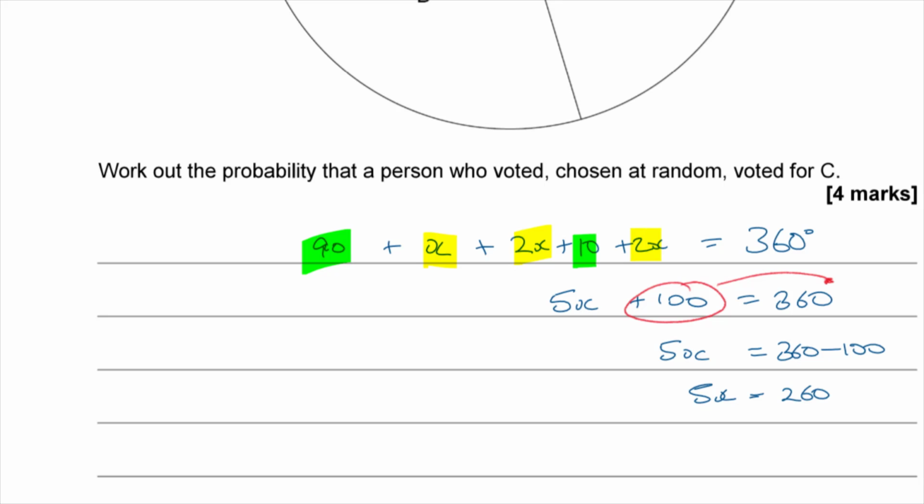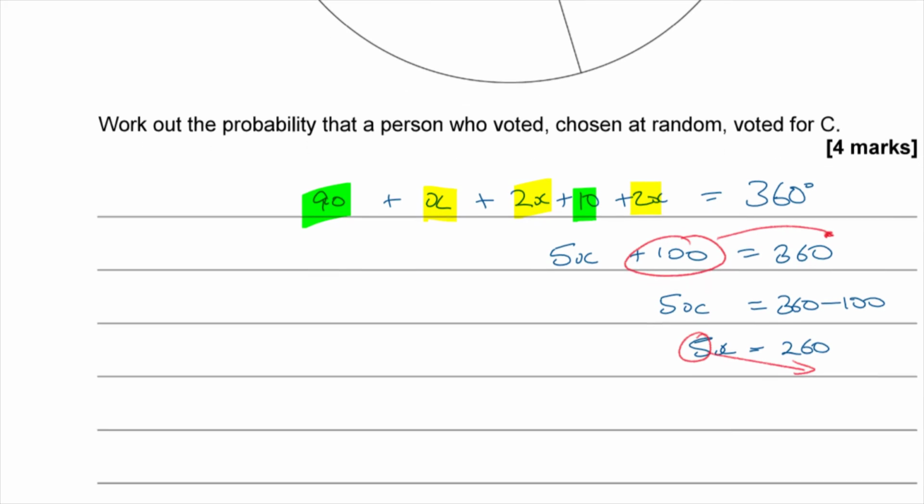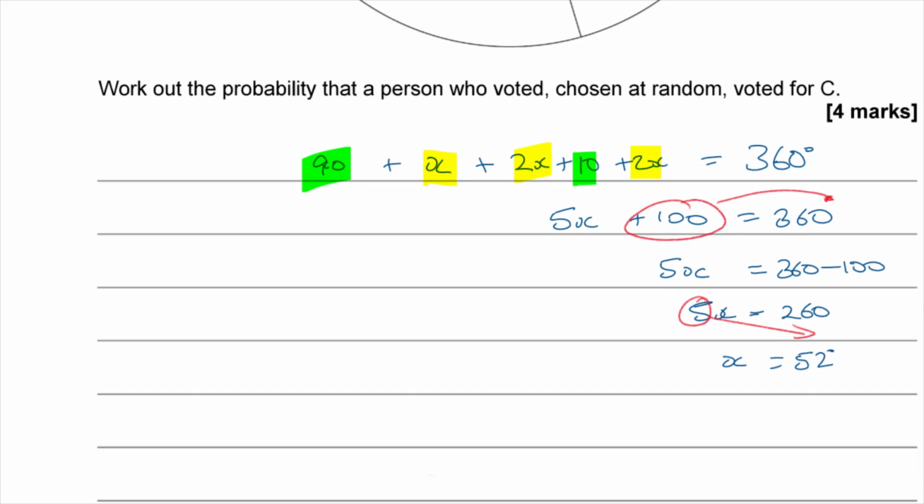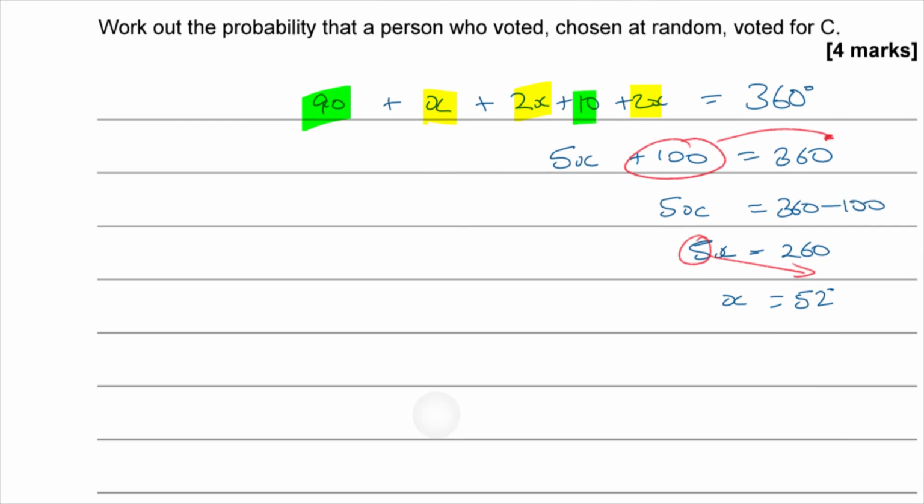And then finally I can divide by that 5. So x equals 260 divided by 5, which is, well, dividing by 5 is like dividing by 10 and doubling. So 260 divided by 10 is 26, times 2 is 52. So x is 52 degrees. Okay, so now I know that, I can now answer the question, work out the probability that a person who voted, chosen at random, voted for C.